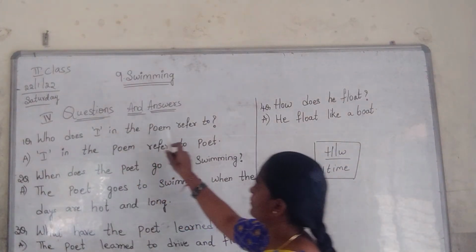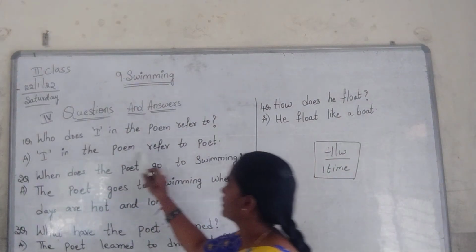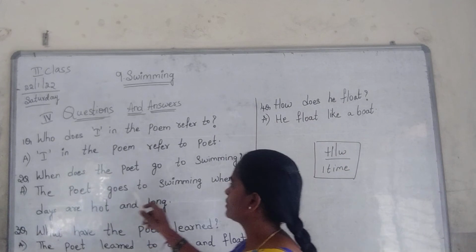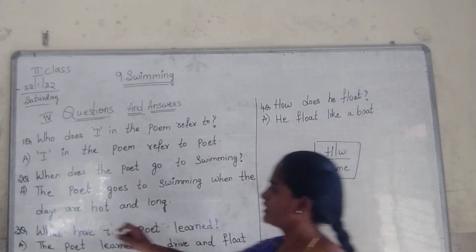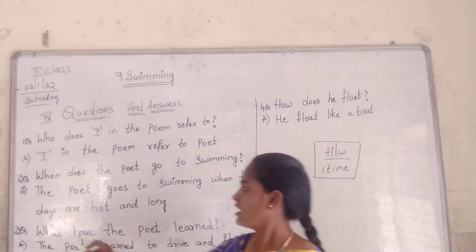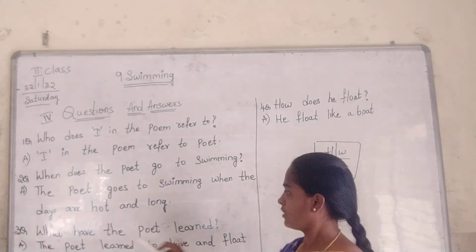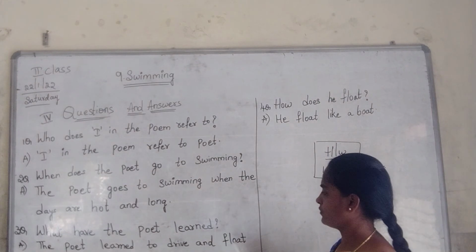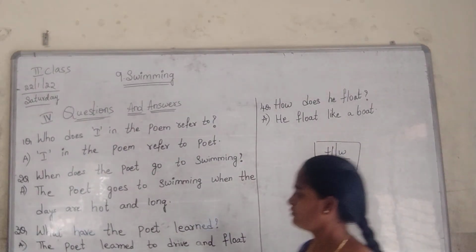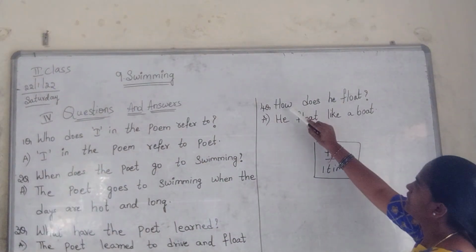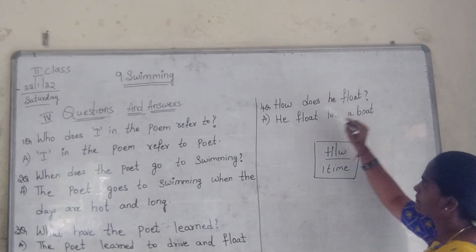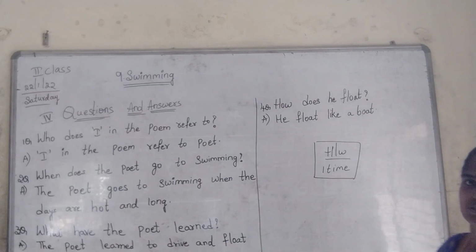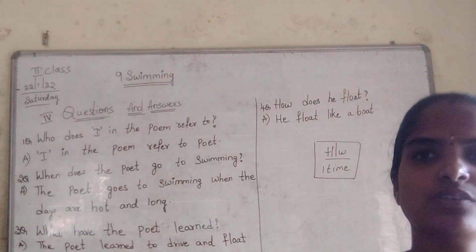Who does "I" in the poem refer to? "I" in the poem refers to the poet. When does the poet go to swim? The poet goes to swim when the days are hot and long. What has the poet learned? The poet learned to drive and float in the pool of water. Pool of water, okay? How does he float? He floats like a boat. Okay, same as homework, ma. Okay, thank you, children. Copy this all.